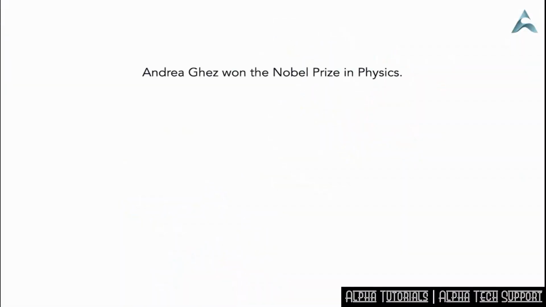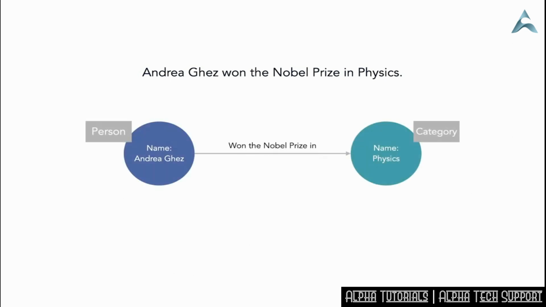Let's say we want to embed a fact into the database. Andrea Ghez won a Nobel Prize in the category of physics. A quick note here that nodes and vertices are synonymous, and I'll be using these two words interchangeably from now on. Here, vertices denote the nouns. Andrea Ghez is a noun and our first node, and physics is also a noun and is our other node, as you see here. And edges represent relationships between these nouns.